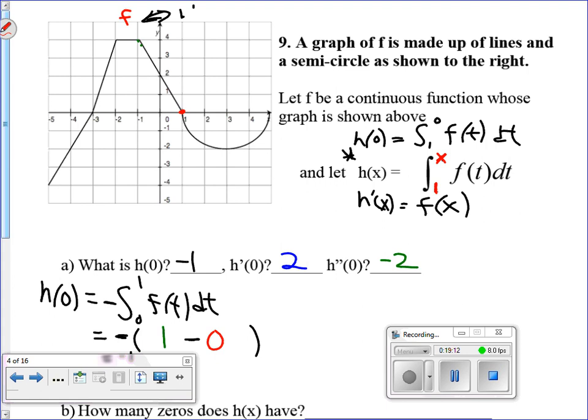To get any other value, what you're trying to do to see if there are any other roots is ask yourself, is there any other number, x, where if I were to look at the area between the graph, between 1 and that number, where area above minus area below would be 0, right?